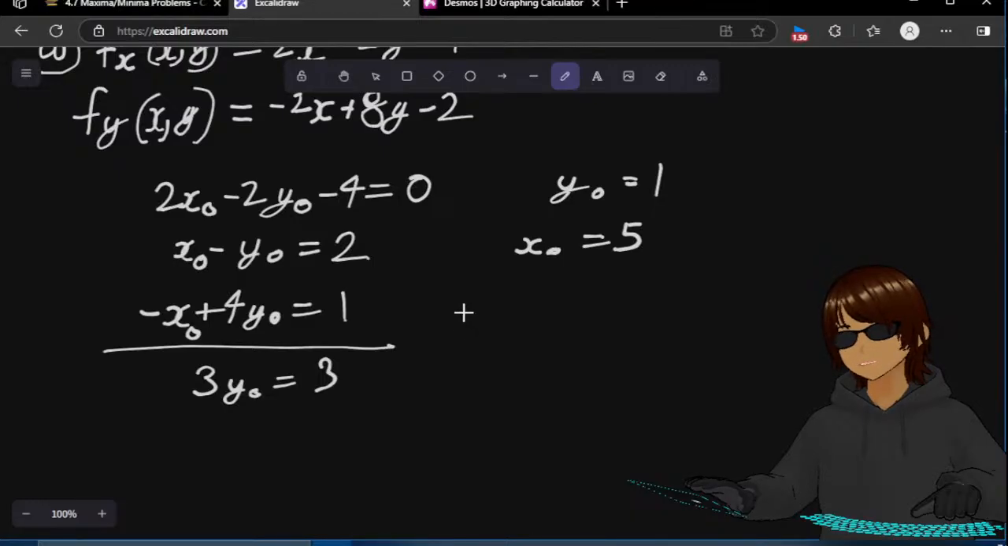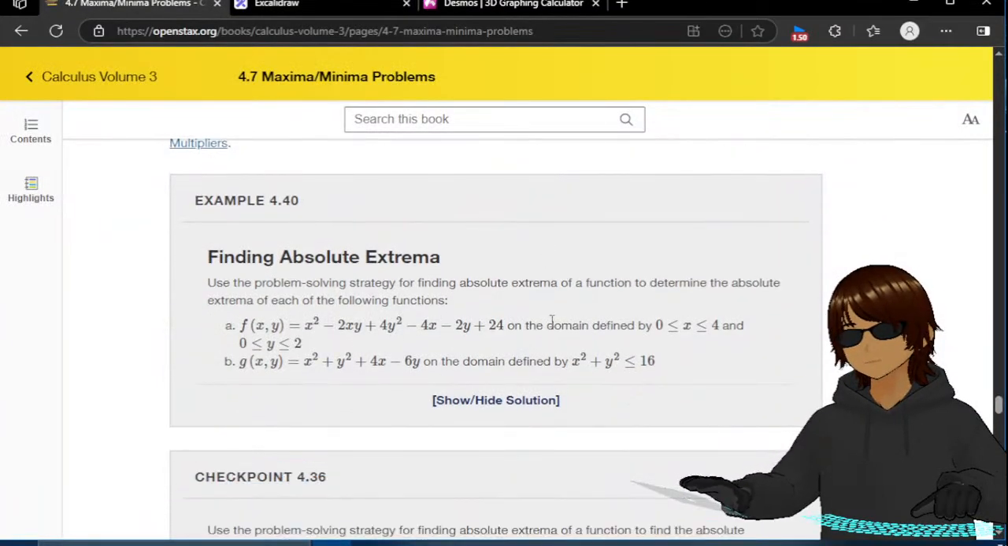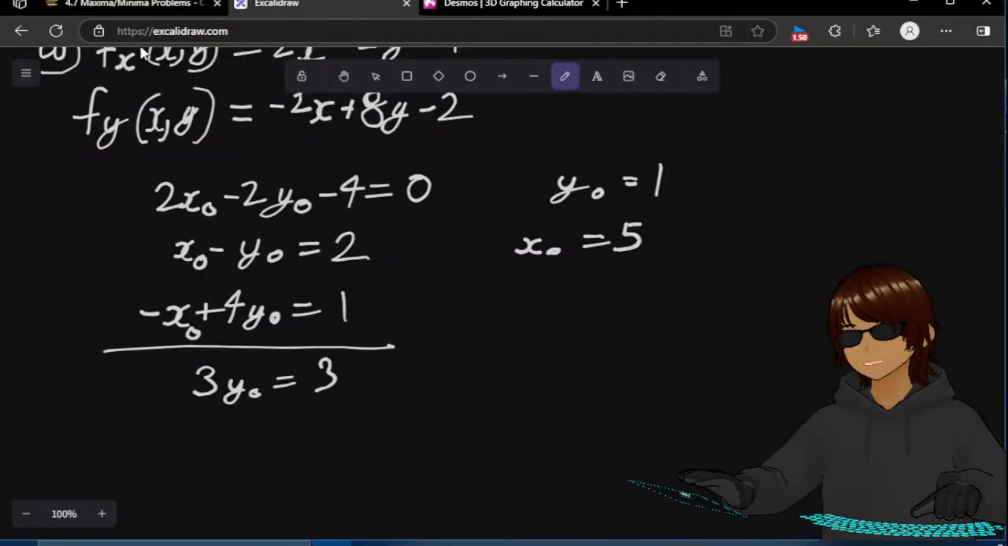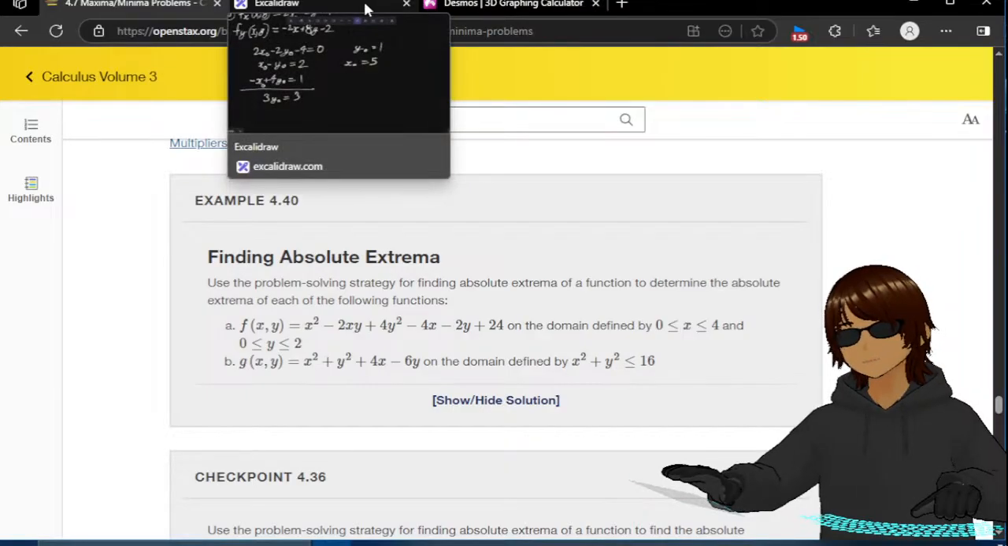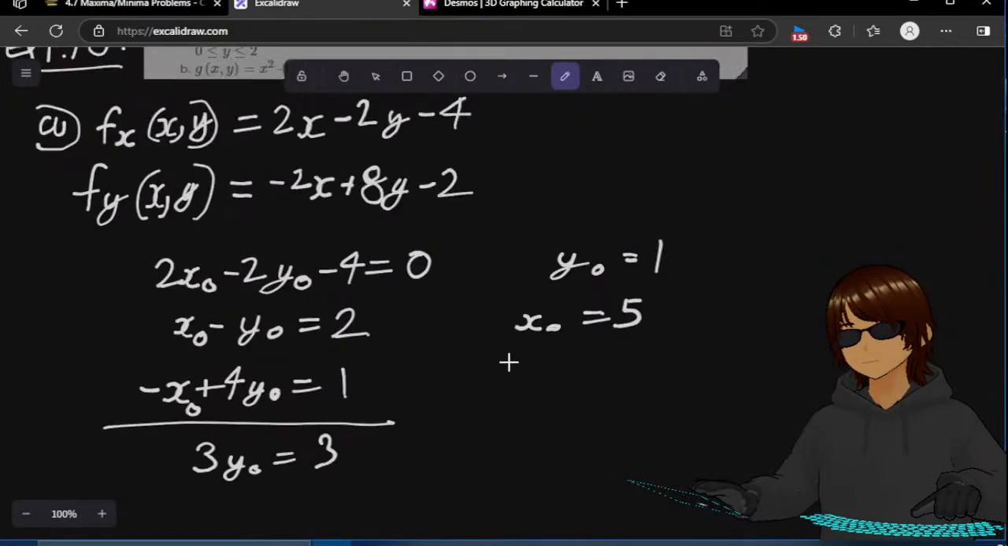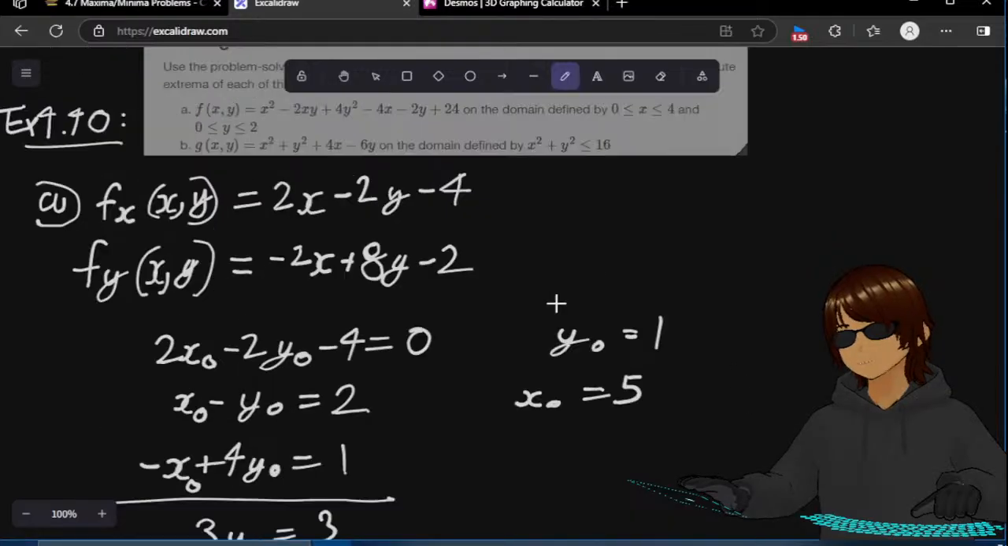So this is a critical point. However, they defined this domain, right? Y is valid but x is not valid. So this is causing an issue.